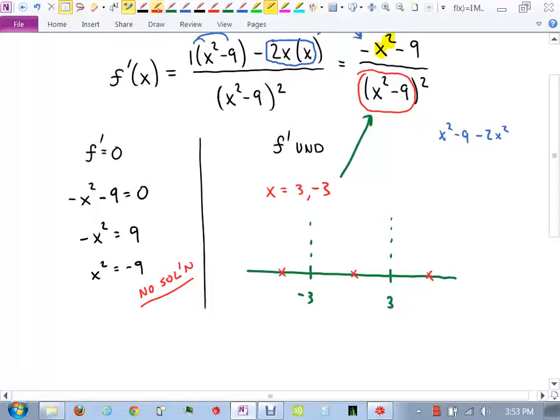So doesn't that mean my original function is always decreasing? Does anybody have any questions? Yes.